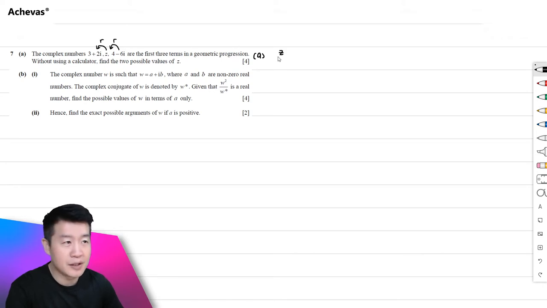So I will have z divided by 3 plus 2i. This is going to be equal to 4 minus 6i, this divided by z.